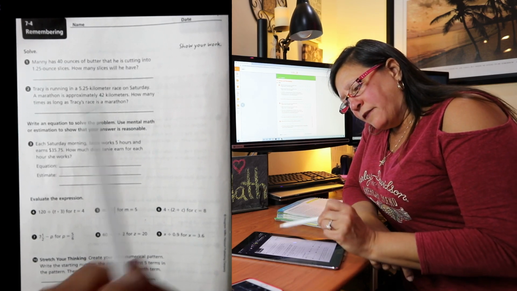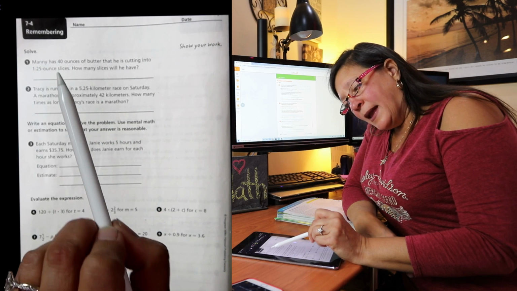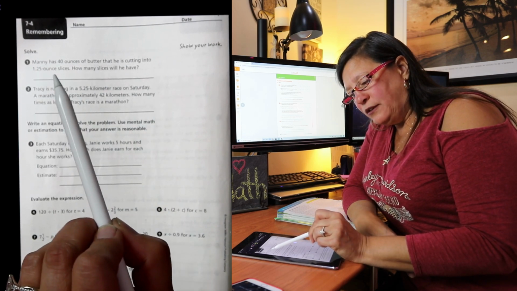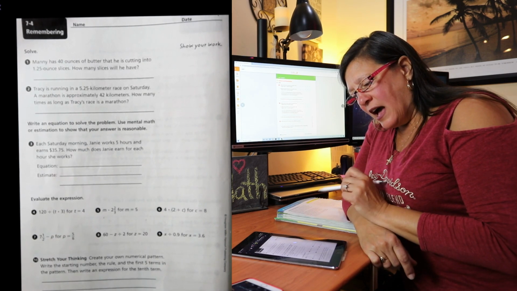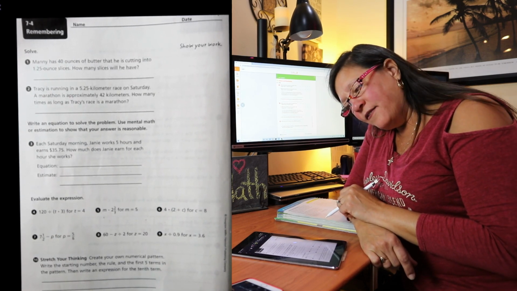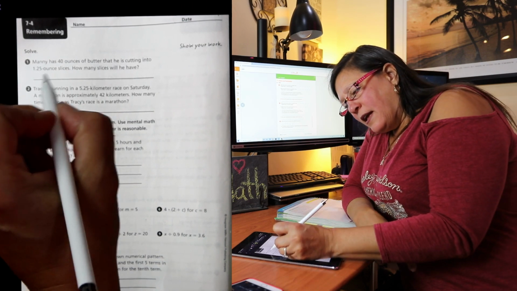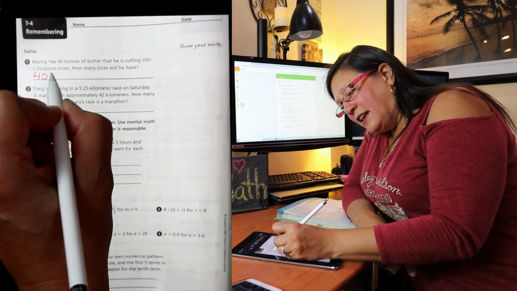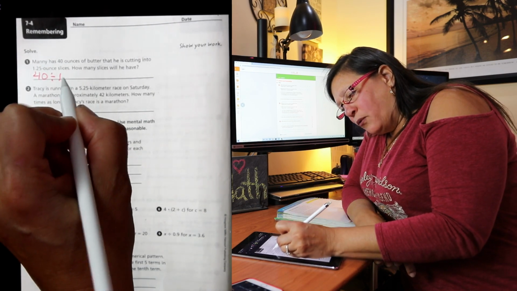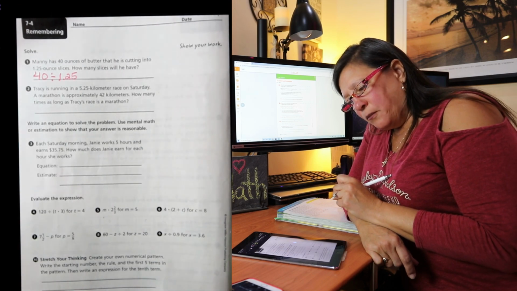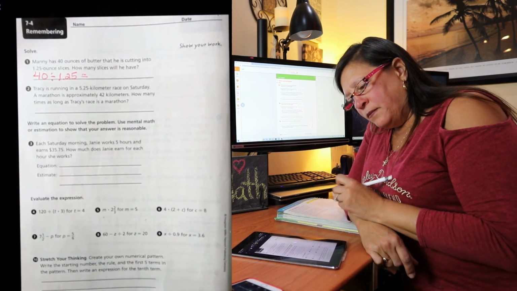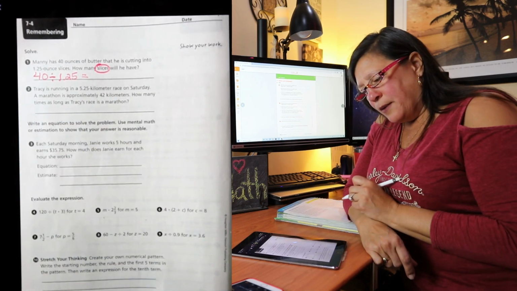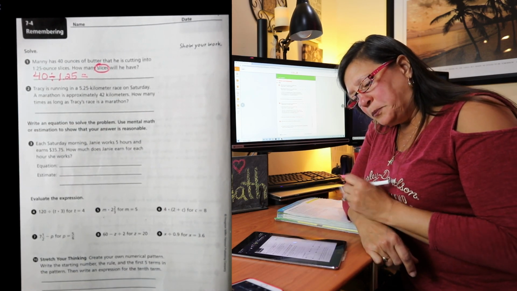Okay, 7 for remembering. Number 1, Manny has 40 ounces of butter that he is cutting into 1.25 ounce slices. How many slices will he have? What is being split up here? The 40 ounces is being split into, or divided into, 1.25 ounces per. Okay? So, division with a decimal, and that's going to tell you how many slices he will have. That will be your label.